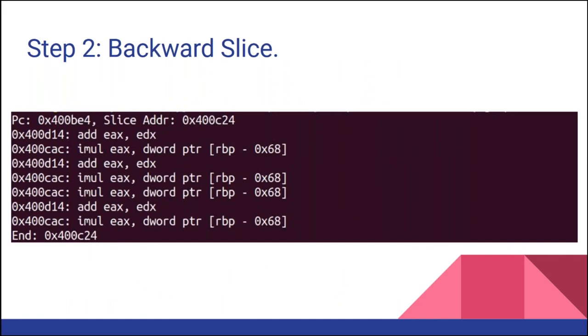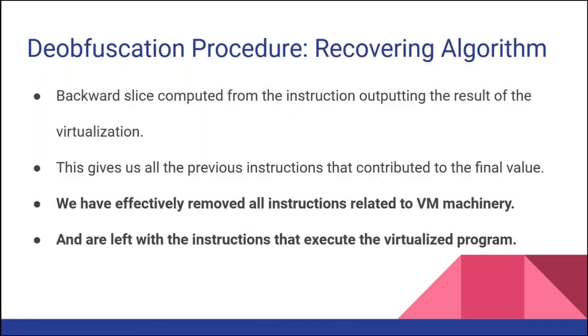Basically, what we end up with is a trace representing all of the instructions that contribute to the value at the slice address. For our factorial function example, once we execute this program, we get this neat little trace of alternating add and multiply instructions. Working through these in a debugger and observing how the values change across the execution, it's pretty simple to conclude that it's a factorial function. However, for more complicated routines, it might not be that simple. However, at least what we have done so far is to completely extract the virtualized routine from the virtualizing obfuscation.